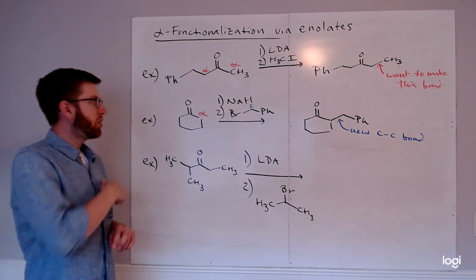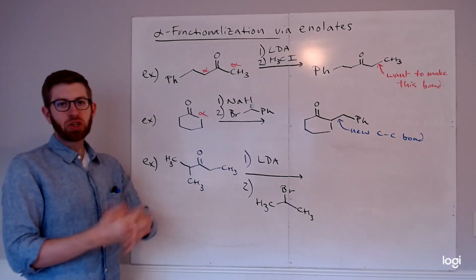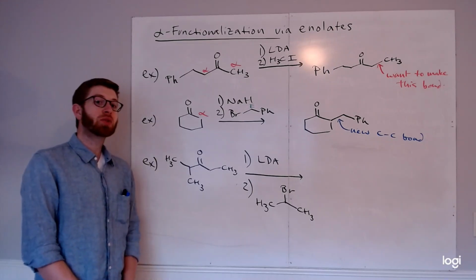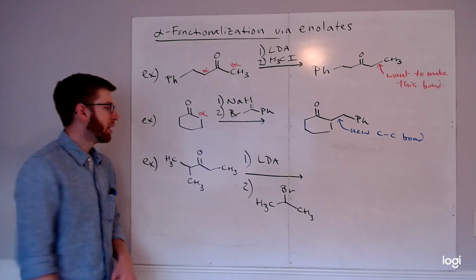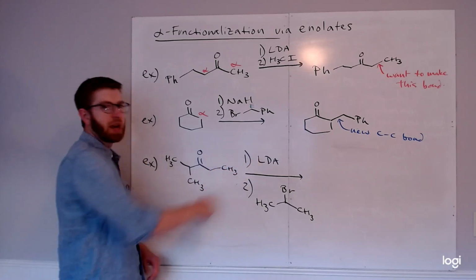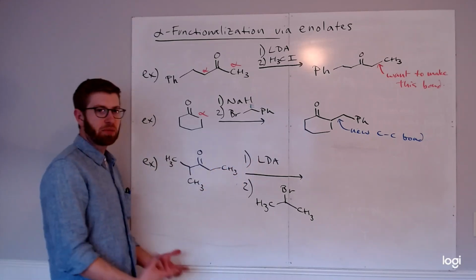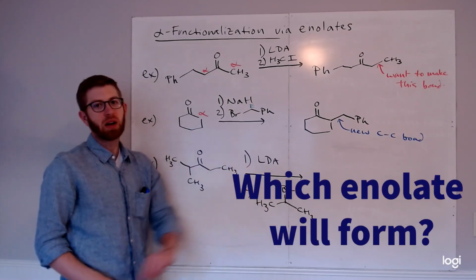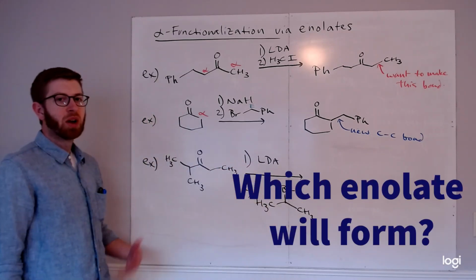And to make sure that you are able to predict regioselectivity in enolate formation, what I'd like for you to do is consider what the structure of the enolate would be when this ketone reacts with LDA. So basically I'm asking you to predict the product of the reaction between this compound and LDA. Don't worry about the alkyl halide yet. So pause your video, which enolate forms?